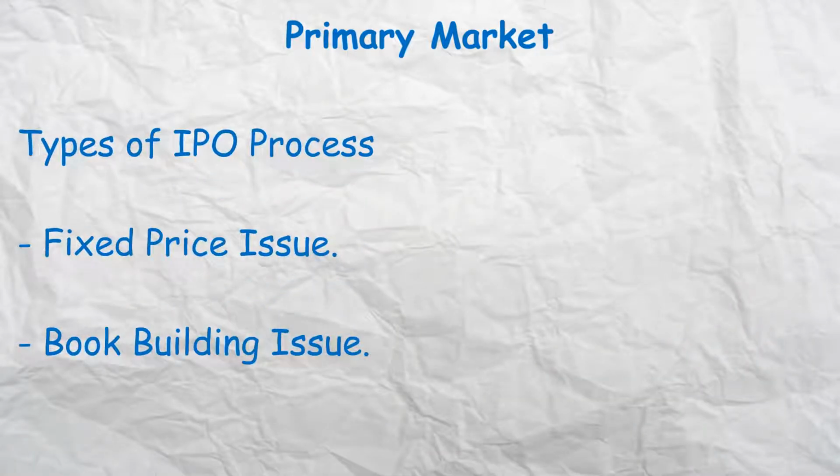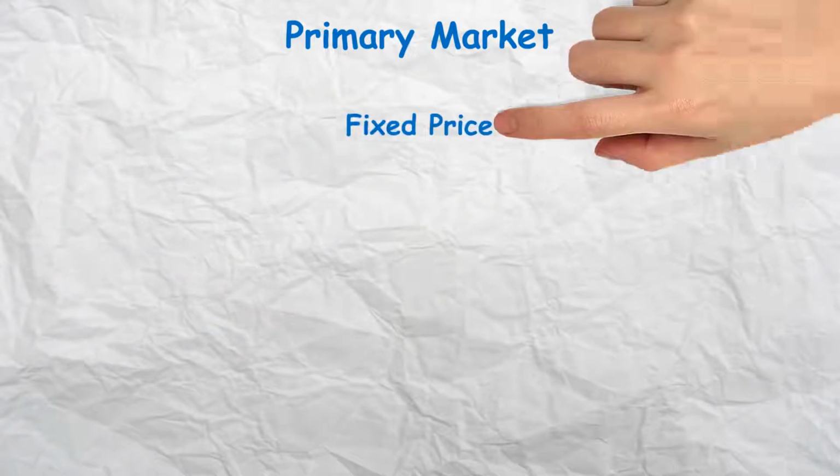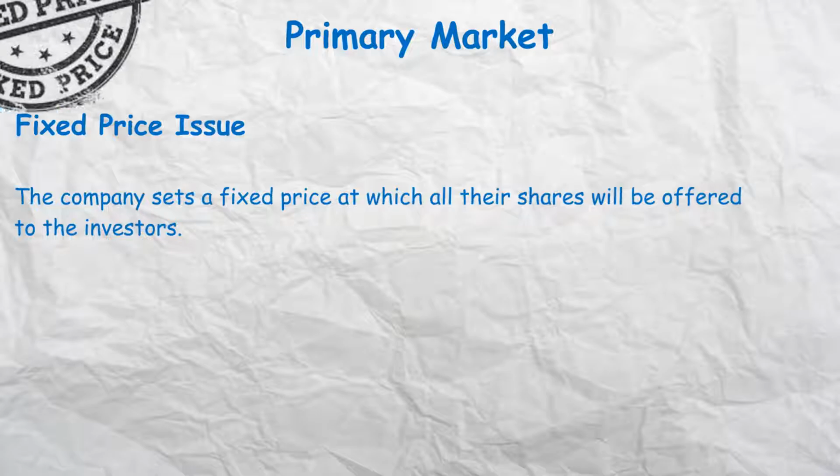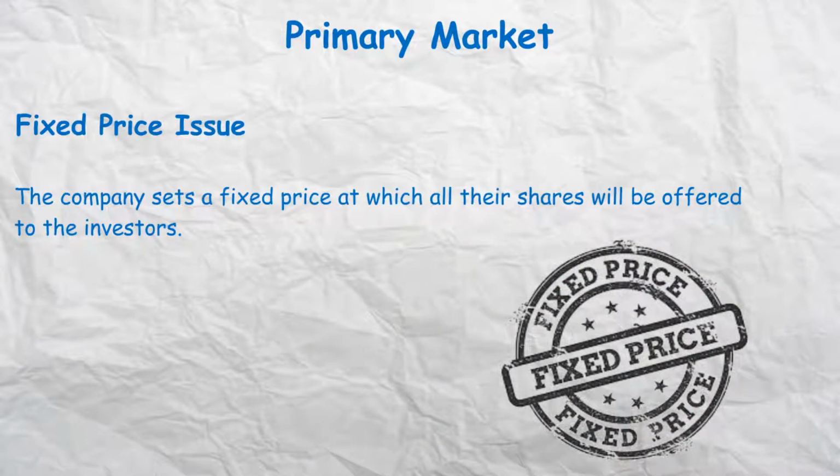Types of IPO. There are 2 types of IPO: fixed price issue and book building issue. Fixed price issue. Under the fixed price issue, the company sets a fixed price at which all their shares will be offered to the investors. To make this happen, a company hires a merchant banker, an entity that will appraise and reduce the level of risk for a company. In this type of IPO, all investors know the price of a particular share decided by the company before the company enters the public market. They pay the total fixed price while subscribing to the IPO of a specific company.